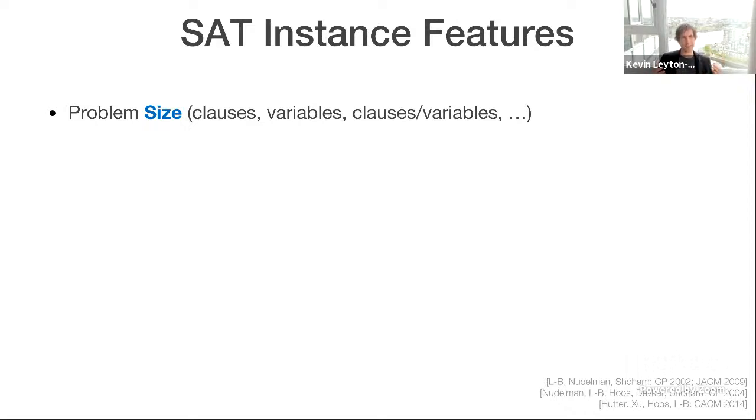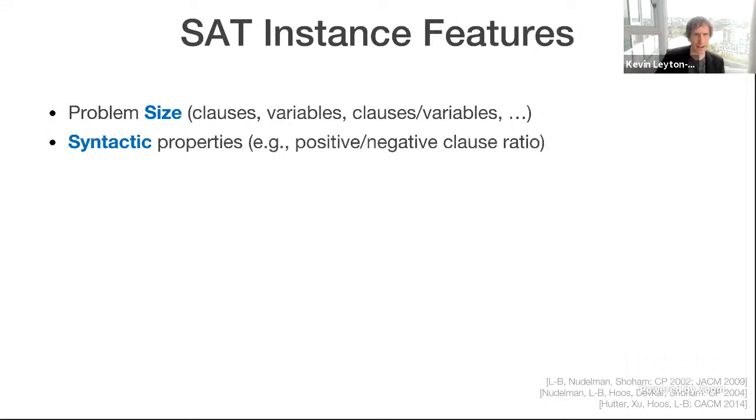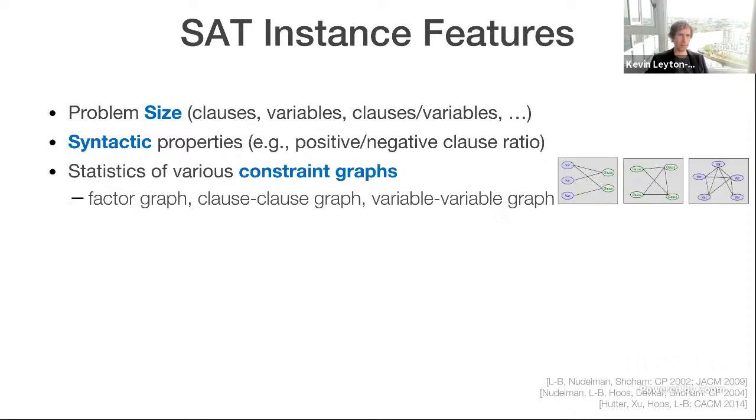The most obvious thing you might think of, if you've taken an undergrad algorithms class, is the size of the problem. How many clauses does it have? How many variables does it have? What's the clauses-to-variables ratio? Of course, these will all be constant if I'm looking at the phase transition point. Then I can look at other things like syntactic properties. For example, what's the ratio of positive to negative clauses in the formula?